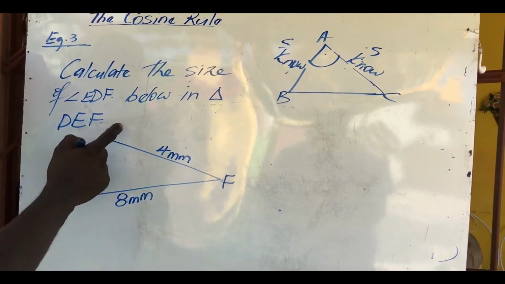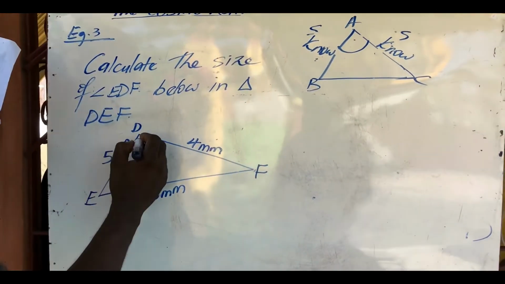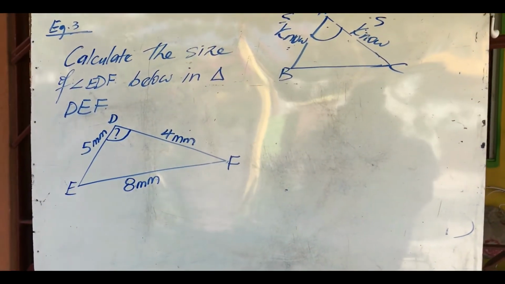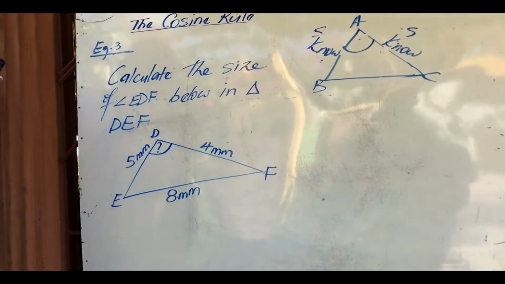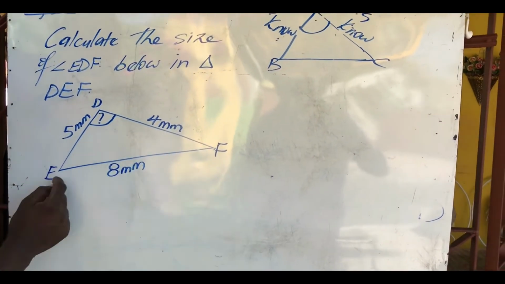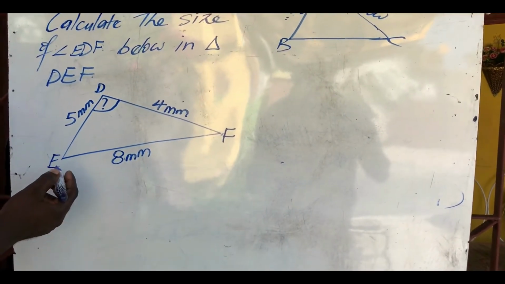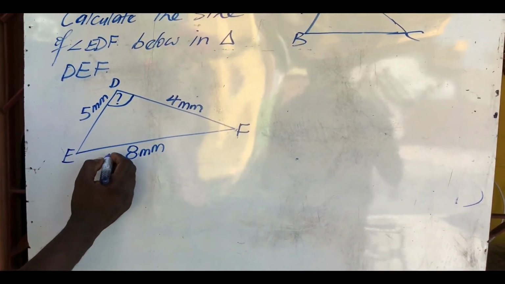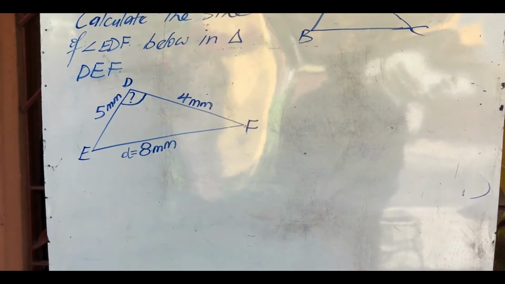So it's angle EDF. This is the angle that we want. So this angle, I can put a question mark right here. I want to find that angle. Now let us examine something. This angle D is opposite to this side, EF, which is 8 millimeters. Now EF is the same thing as little d. So I can write little d equals 8 millimeters.